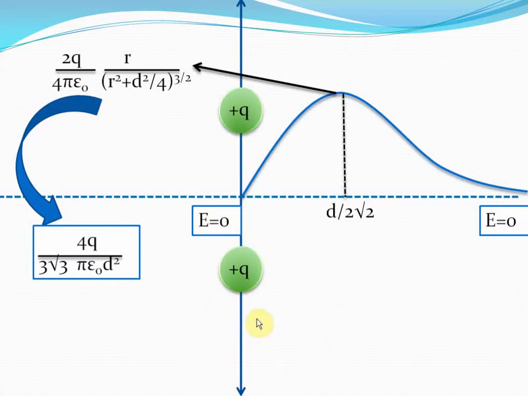Again, you don't need to remember the exact values of the maximum electric field. What you do need to remember, however, is how the electric field will vary with R, what exactly happens. You'll be able to derive all these expressions in the examinations if your concepts about how the electric field is varying near a two positive charge system are clear.